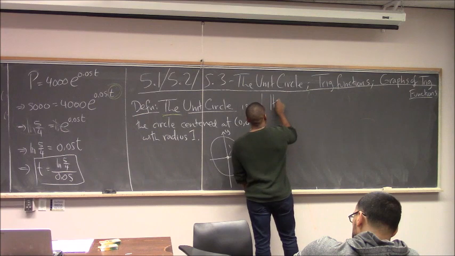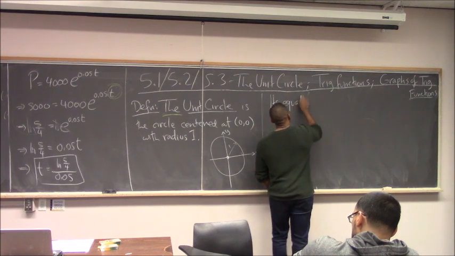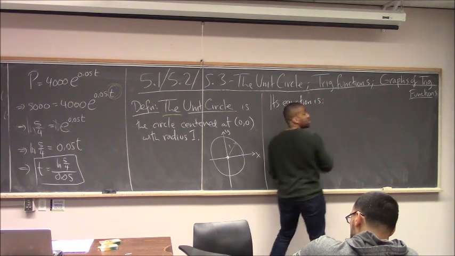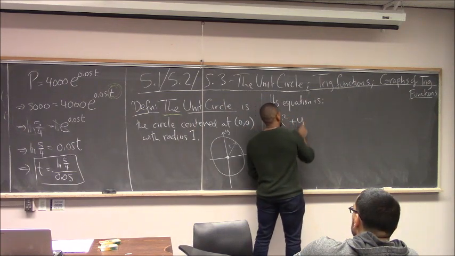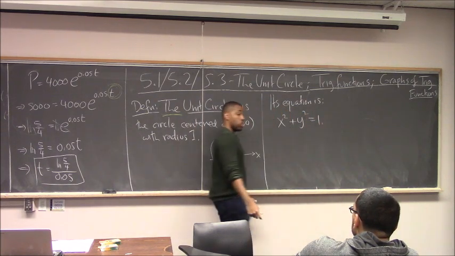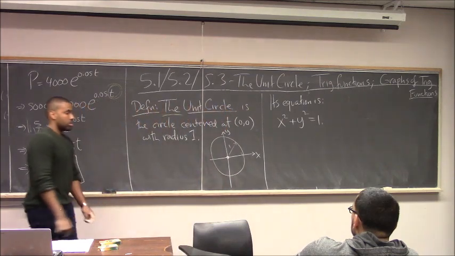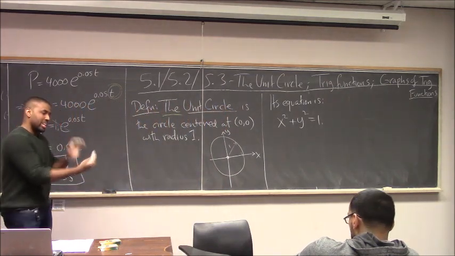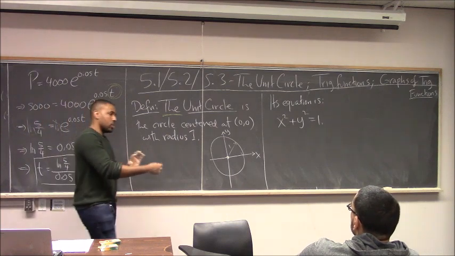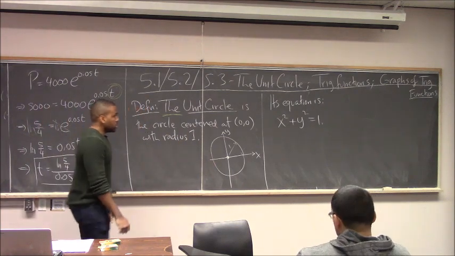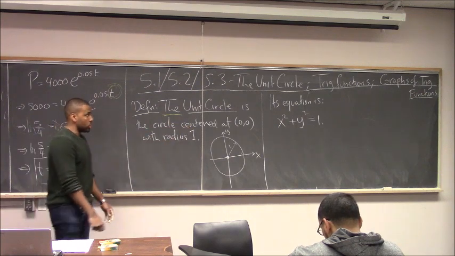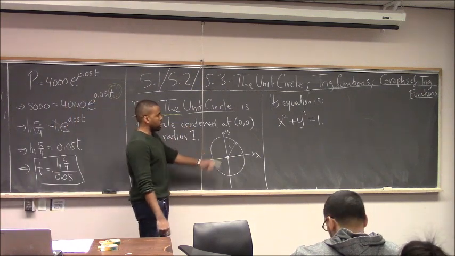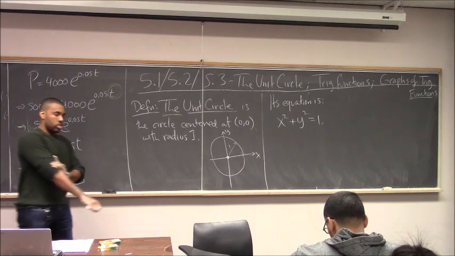What's its equation? X squared plus y squared equals 1. That's the equation of the unit circle. Right? Because we looked at circles in general. It's x minus h all squared plus y minus k all squared equals r squared. So if I plug in h and k equal to 0 and r equal to 1, I get that equation. This equation is the equation of this object, which we call the unit circle.